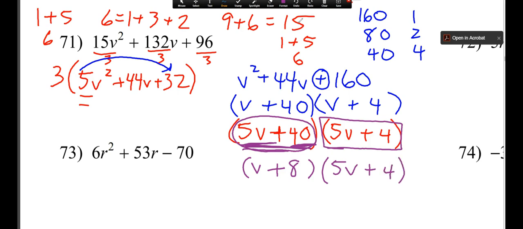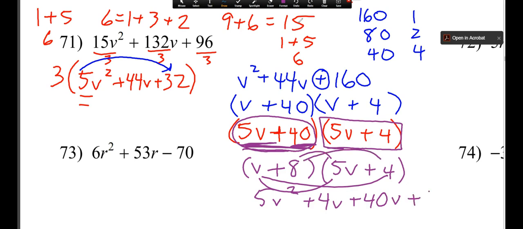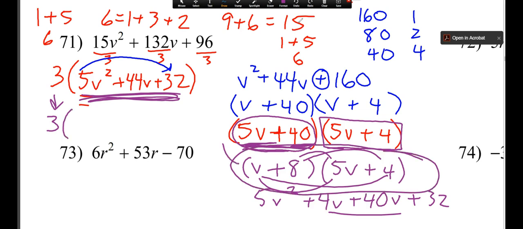Well, guess what we just did? If I take v times 5v, we get 5v squared. If I take v times 4, I get 4v. If I take 8 times 5v, I get 40v. And if I take 8 times 4, I get 32. Then if I add the terms in the middle, I get the exact same thing that we had up here. So the 3 comes down because it was part of the original problem, and then this line right here comes up here and is the last part of my factoring.